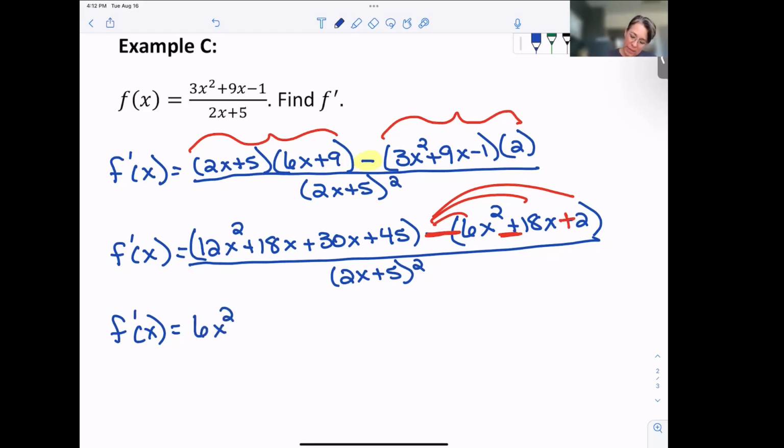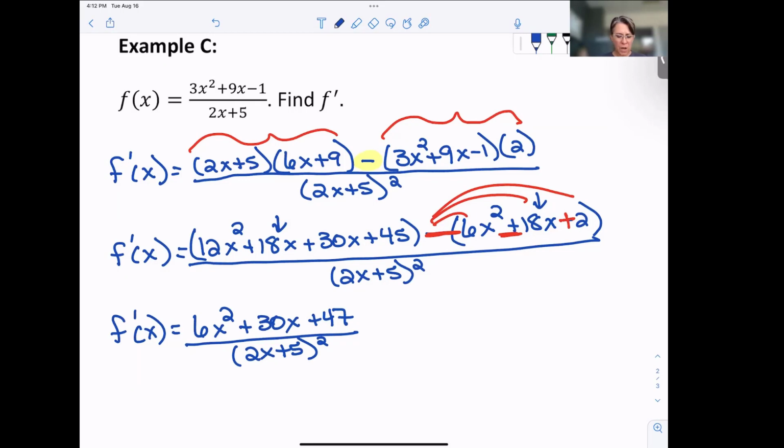18x plus 30x. Well, actually, we can look here. This 18x is positive, but this 18x became negative when we distributed that negative. So we're just left with a plus 30x. And then a positive 45 plus 2 gives us plus 47 all over 2x plus 5 quantity squared.